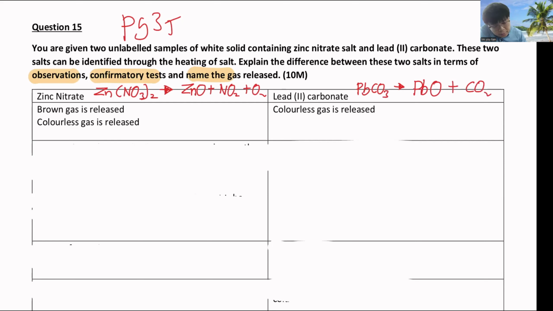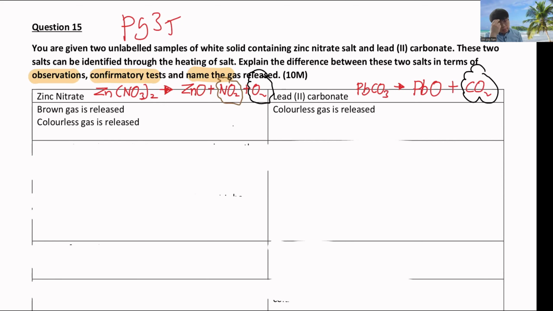So the first answer you have me do it now. Carbon dioxide gas is a colorless gas, oxygen is a colorless gas, and nitrogen dioxide is a brown color gas. So this is the main difference. Then you see the observation. This is what you see.